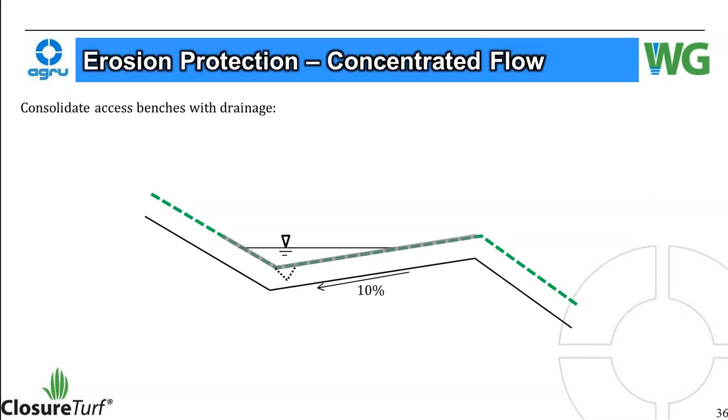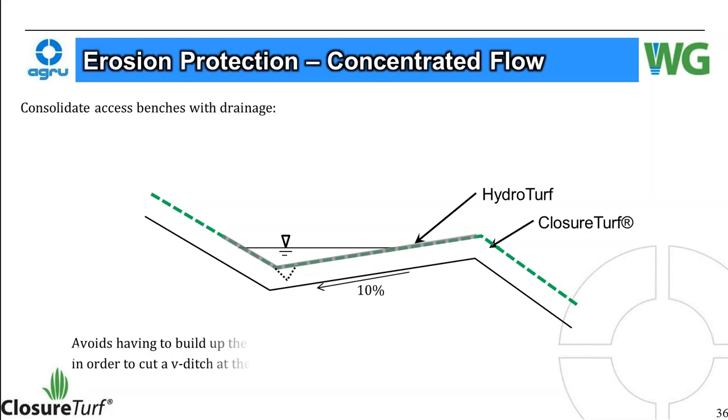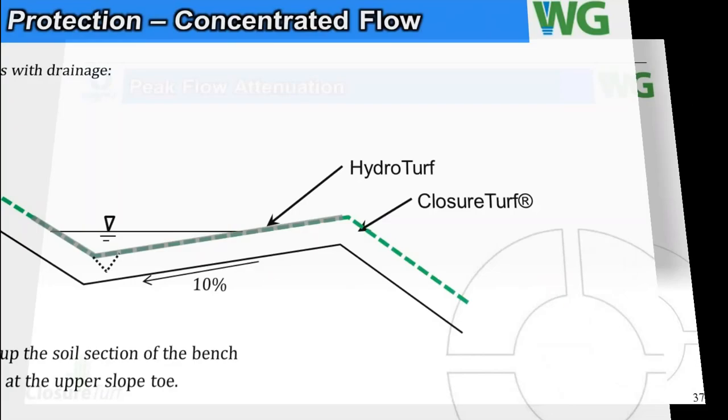You can consolidate access benches with drainage. If you've got enough cross slope on the bench, you can basically incorporate that cross slope as a drainage media. This is nice because you don't have to cut into this soil layer and potentially expose trash by putting this V-ditch in. I've used this myself. It's a good solution. It's worked quite well. And yes, you don't have to cut that V-ditch in or build up that bench section to allow the cut.